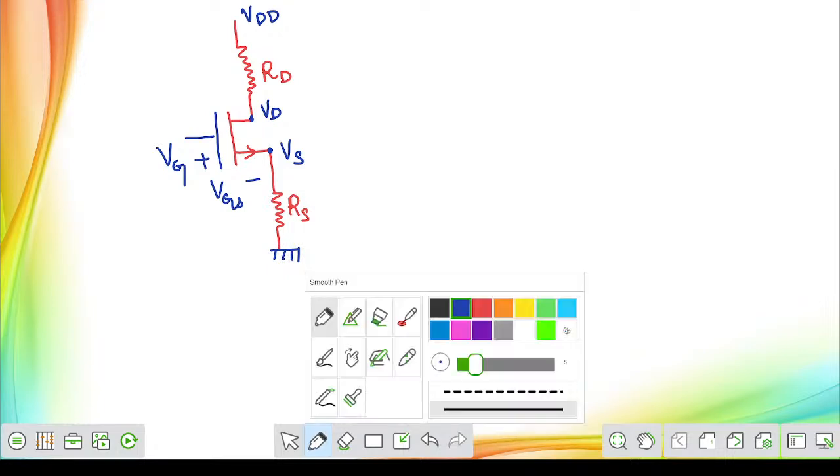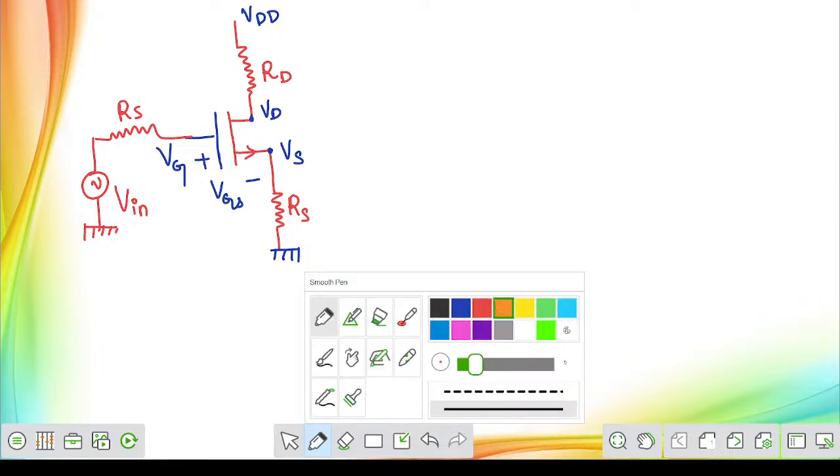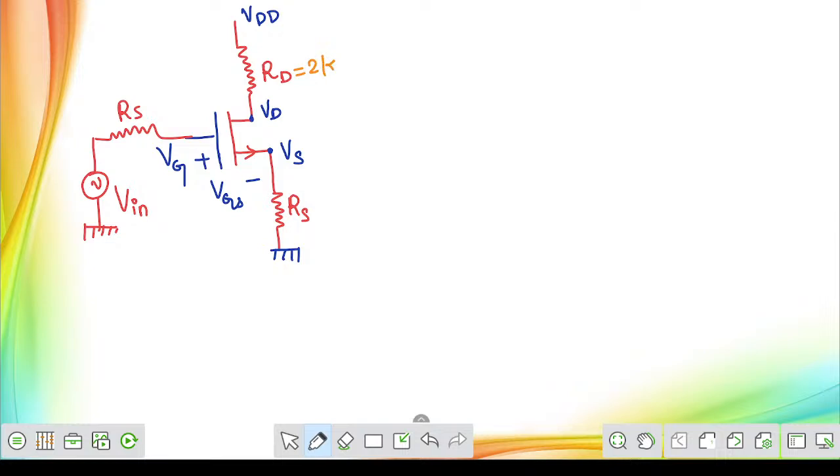We are giving the input voltage on this side. Let us assume there is a source resistor, which is of course connected to the input voltage Vin. Now we are going to perform AC analysis. Let us assume the value of RD is 2 kilo ohm, RS is also 2 kilo ohm, and the source resistance equal to 1 kilo ohm. I know that is a very high value. I am just taking it.